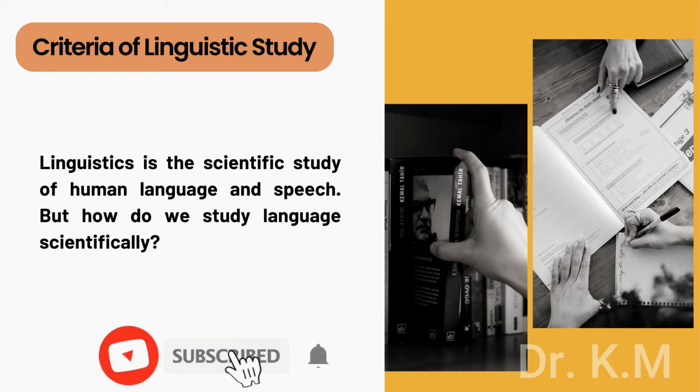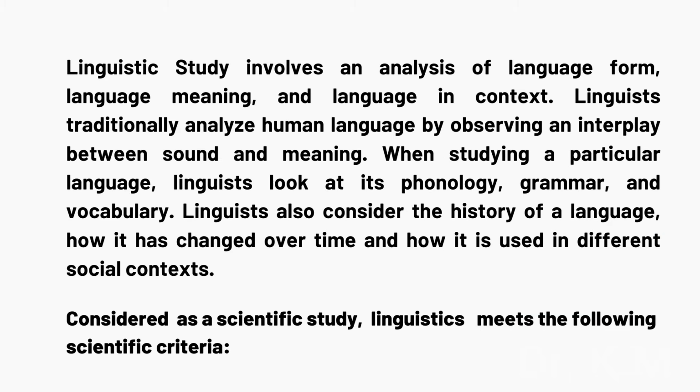Criteria of linguistic study. Linguistics is the scientific study of human language and speech. But how do we study language scientifically? Linguistic study involves an analysis of language form, language meaning, and language in context. Linguists traditionally analyze human language by observing an interplay between sound and meaning. When studying a particular language, linguists look at its phonology, grammar, and vocabulary. Linguists also consider the history of a language, how it has changed over time and how it is used in different social contexts.